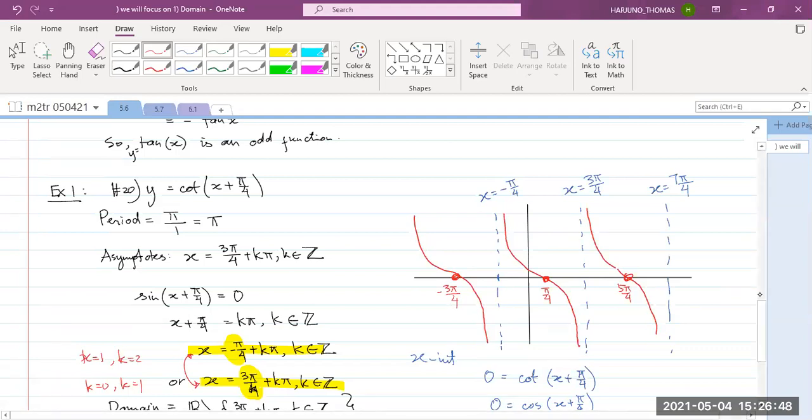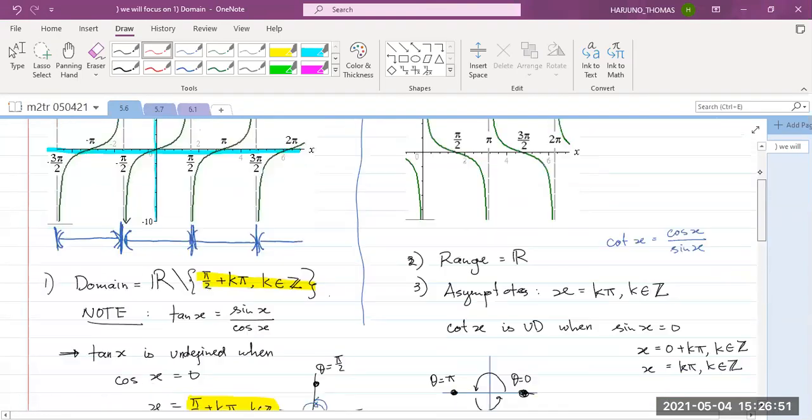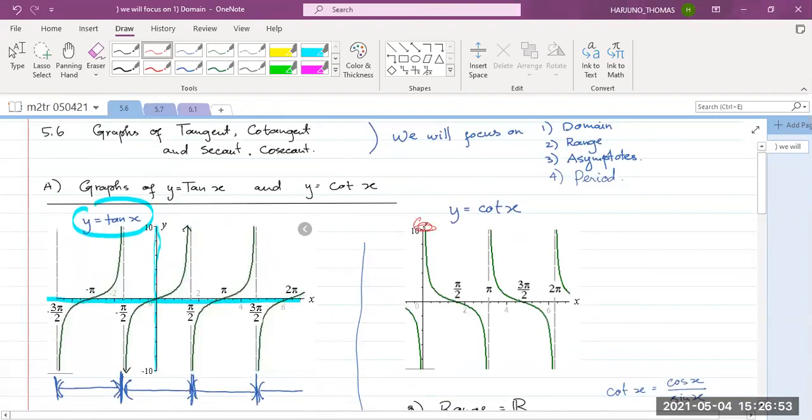Now the shape of the graph for cotangent is from the top right to the bottom left. I'm sorry, top left to the bottom right. Tangent, on the other hand, is from bottom left to the top right. So you can say that tangent looks like this, cotangent looks like this.